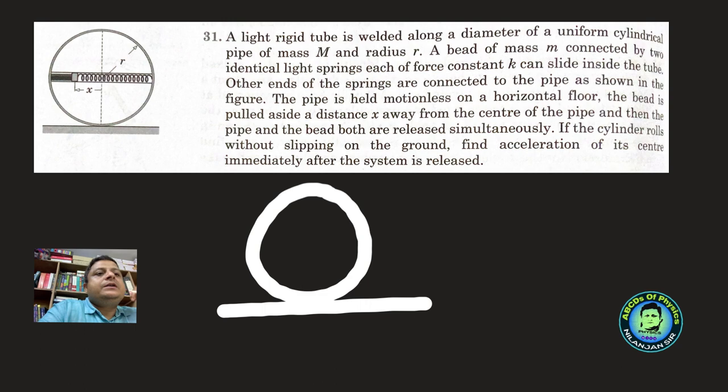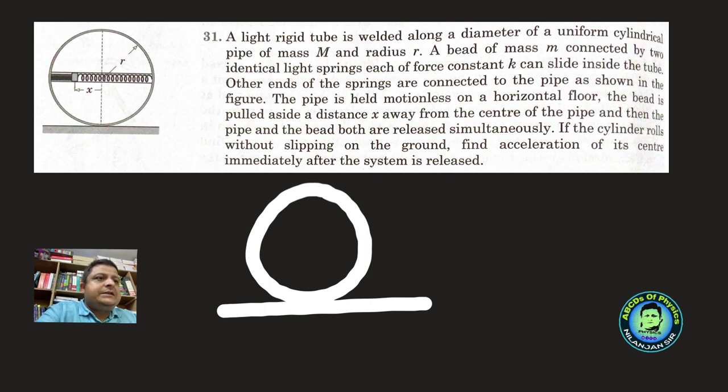A light rigid tube is welded along the diameter of a uniform cylindrical pipe of mass M, radius r. So that is the pipe. Right through the diameter of this, that is the tube rather. This is the tube through the diameter of this cylindrical shell.